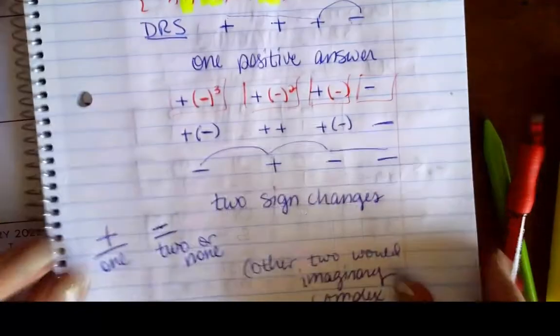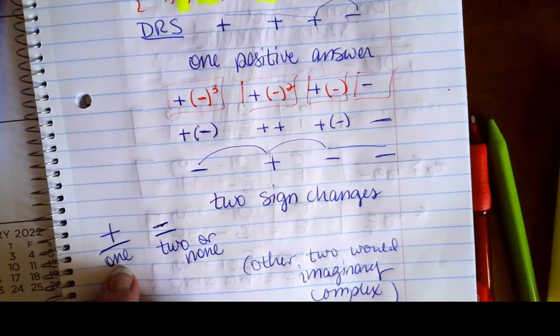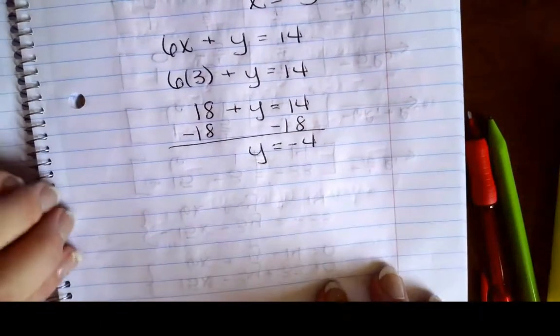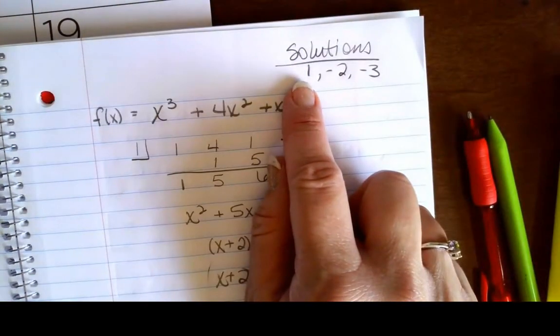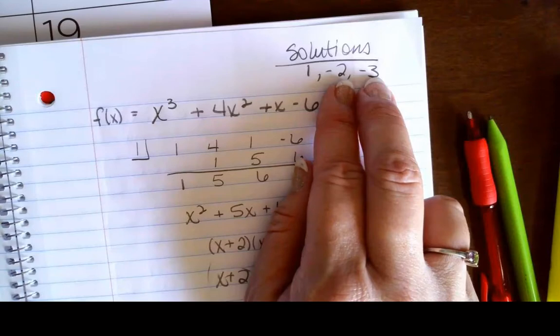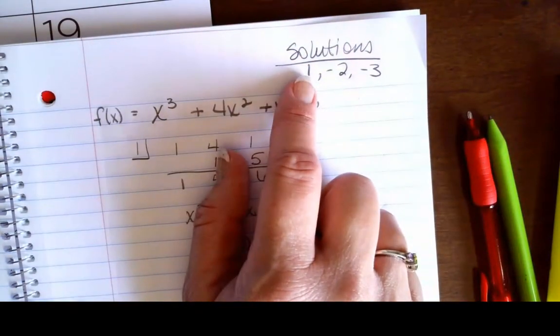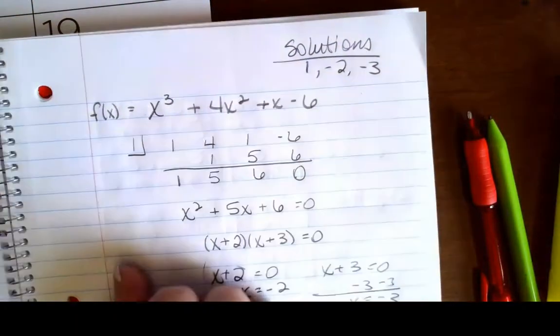Now let's look at Descartes' rule of signs. Descartes' rule of signs said I was going to get 1 positive answer and either 2 negatives or no negatives. So what did I get? I got 1 positive and 2 negatives. Okay, so if I hadn't gotten the negatives, then I would have had a positive and 2 imaginary. Okay, so that's what Descartes' rule of signs says.